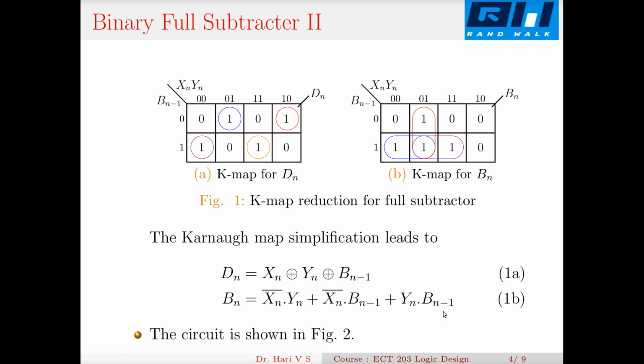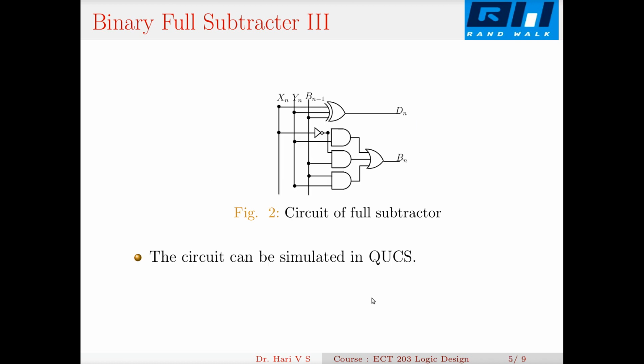So the circuit looks like in figure 2, that is here. Here you can see that this is xn bar. This is my difference, that is xn XOR yn XOR Bn minus 1. This is my difference bit. This is identical to the sum bit in a full adder. But the borrow is different.